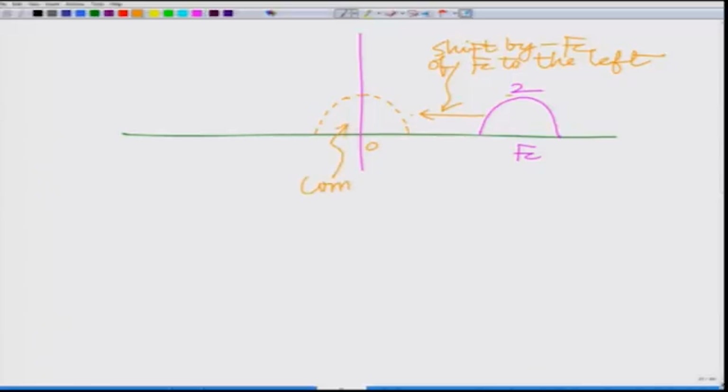This will be a spectrum of a complex baseband signal. And remember, shifting by minus Fc, or shifting by Fc to the left, is nothing but using the modulation property, it is basically multiplying by e to the power of minus j 2 pi Fct. So, if I take this complex pre-envelope x t multiplied by e to the power of minus j 2 pi Fct, I will get a baseband signal or complex baseband signal. This is known as the complex baseband equivalent of the passband signal x t.